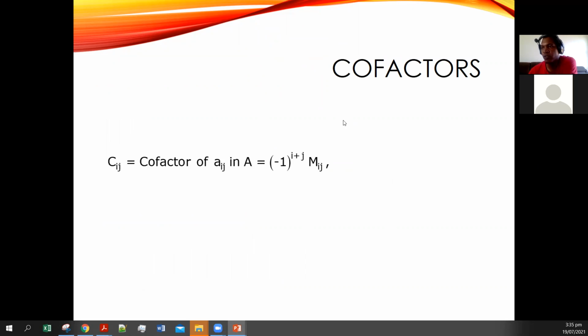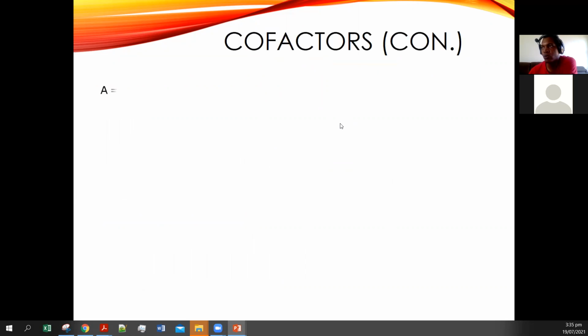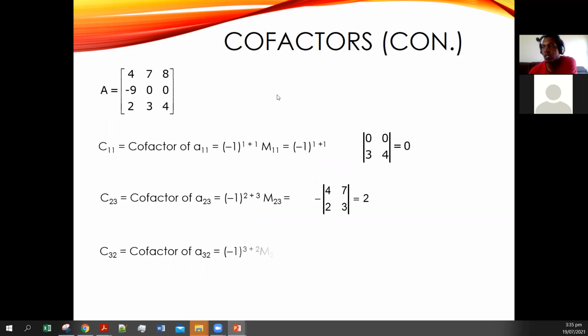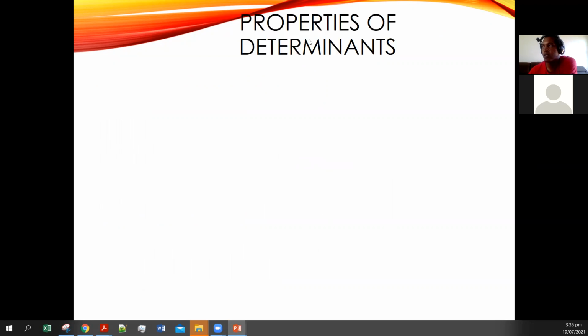We are not looking at cofactors now. This is also just extra things, but we will look at them again in the next year to come.